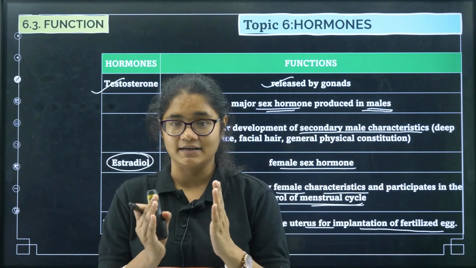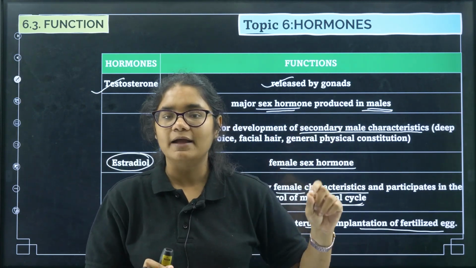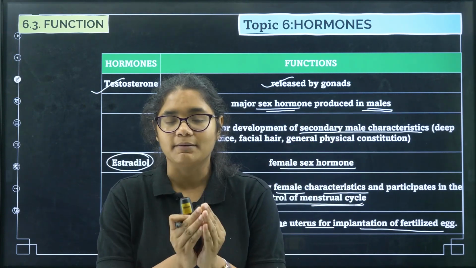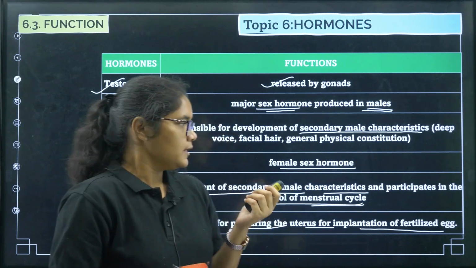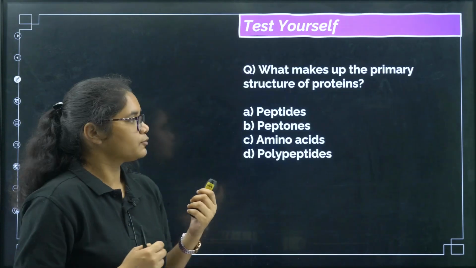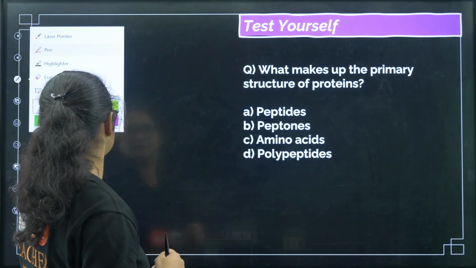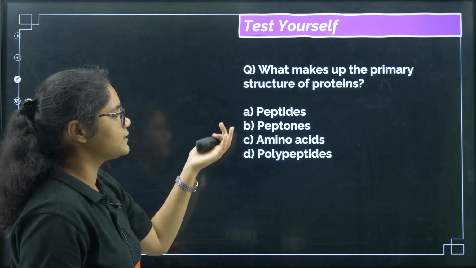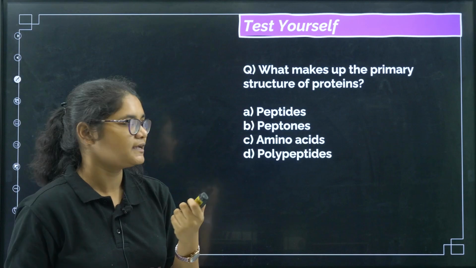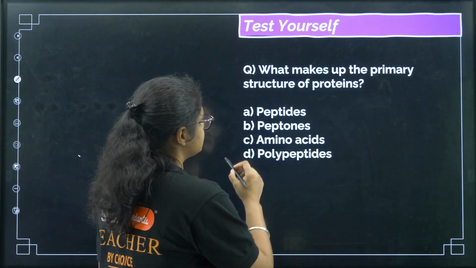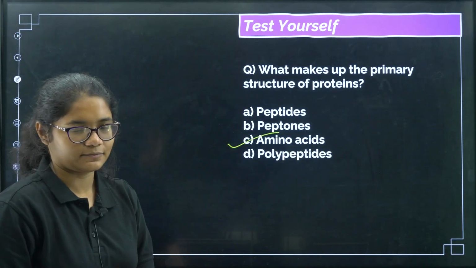In the NCERT book, it is given in paragraph form. I have made it in table form so that you can remember it easily. Now we will practice some questions. This was a very simple question that I asked in my previous class: what makes up the primary structure of proteins? The primary structure of proteins is made up of amino acids.